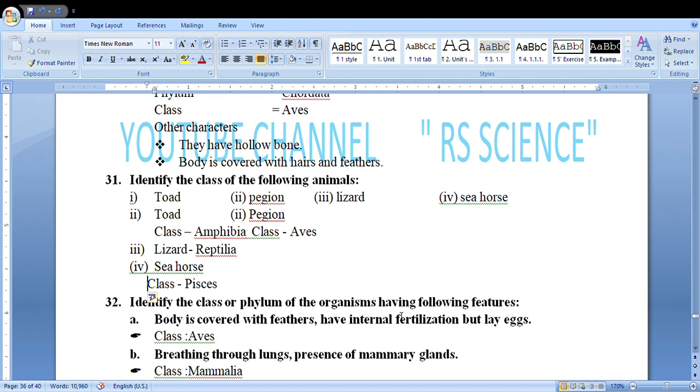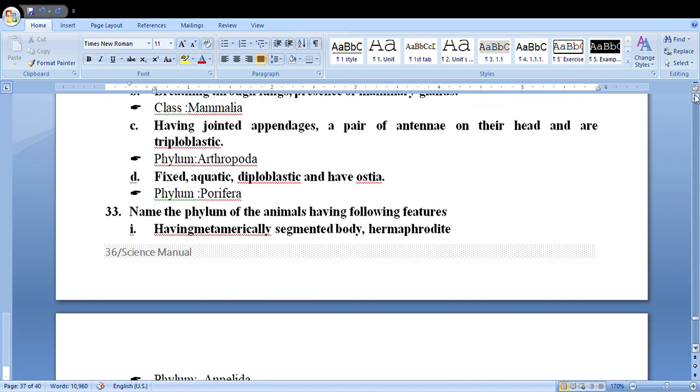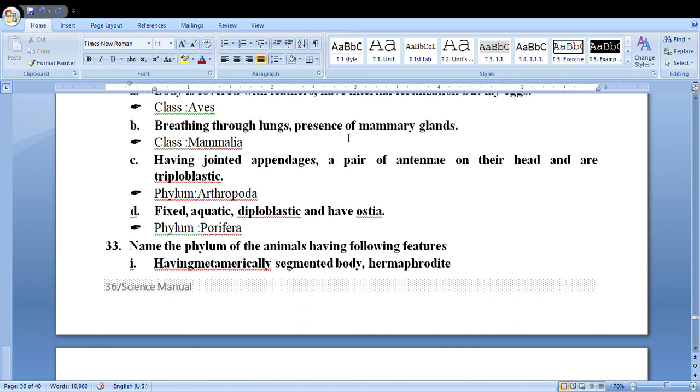Identify the class or phylum of the organism having the following features. Body covered with feathers, have internal fertilization, but lay eggs: class Aves. Breathing through lungs, presence of mammary glands: class Mammalia. Having jointed appendages, a pair of antennae on their head: phylum Arthropoda. Fixed, aquatic, diploblastic and with ostia: phylum Porifera. They are fixed in their position, attached to the substratum.